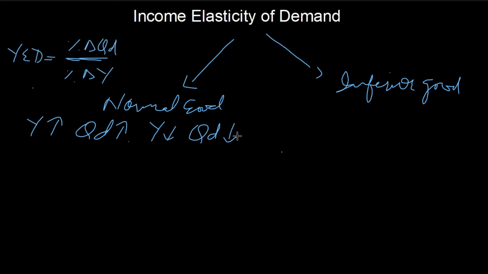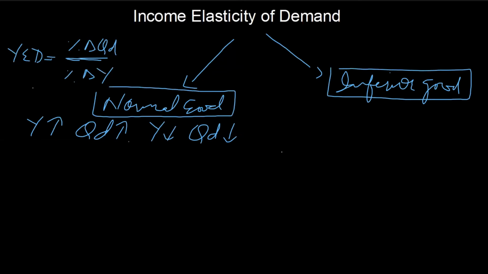And now inferior good. Inferior goods are those goods which are negatively related to the level of income, or inferior goods have an inverse relationship with income. Inverse relationship means whenever there is a rise in consumers' income, quantity demand for inferior good will fall, and whenever there is a fall in consumers' income, quantity demand for inferior goods will rise.